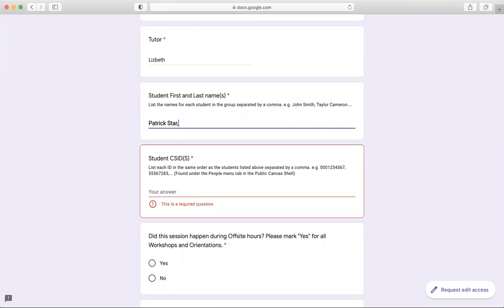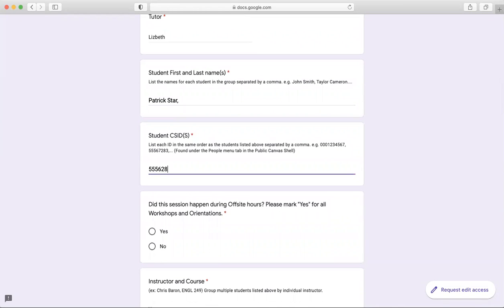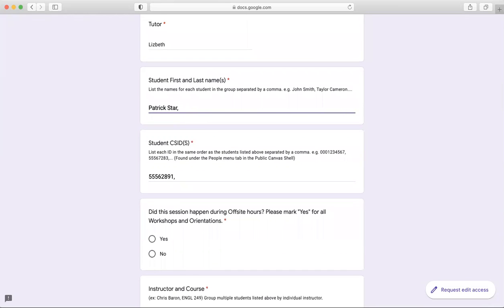So instead of doing all the names first and then all of the IDs, what I will do is start with the first student name, so Patrick Starr, and then I will move down into the student ID section and input his ID. Then I will go back into the student name section and input the second student name. And then I will put the second student ID. Okay. So then you would just repeat this until you are done with inputting all of the information for the students in this specific group.